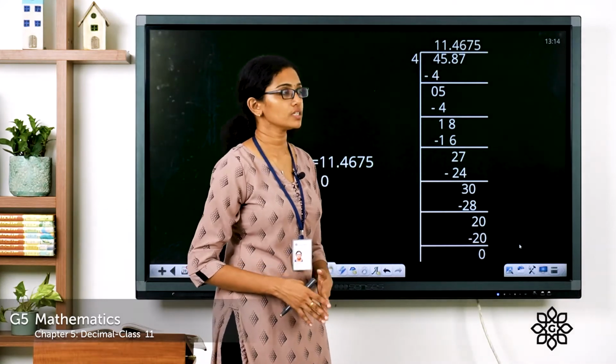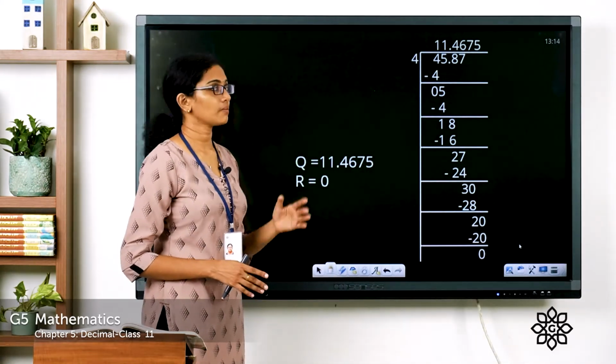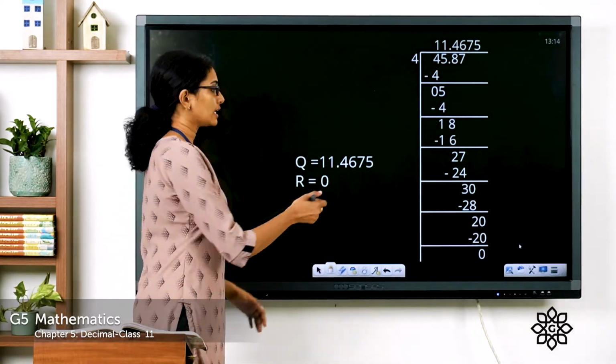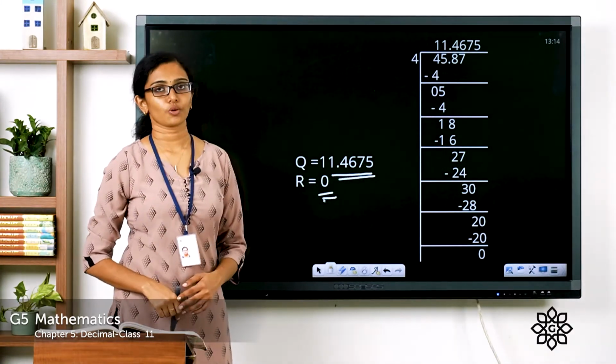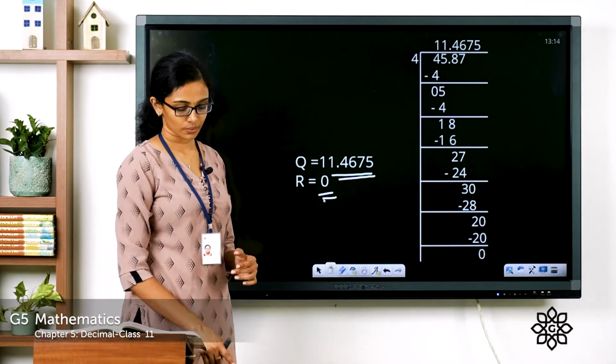So, what is the quotient? 45.87 divided by 4 gives you the quotient 11.467 and the remainder is equal to 0. So, I hope you are clear with this question.